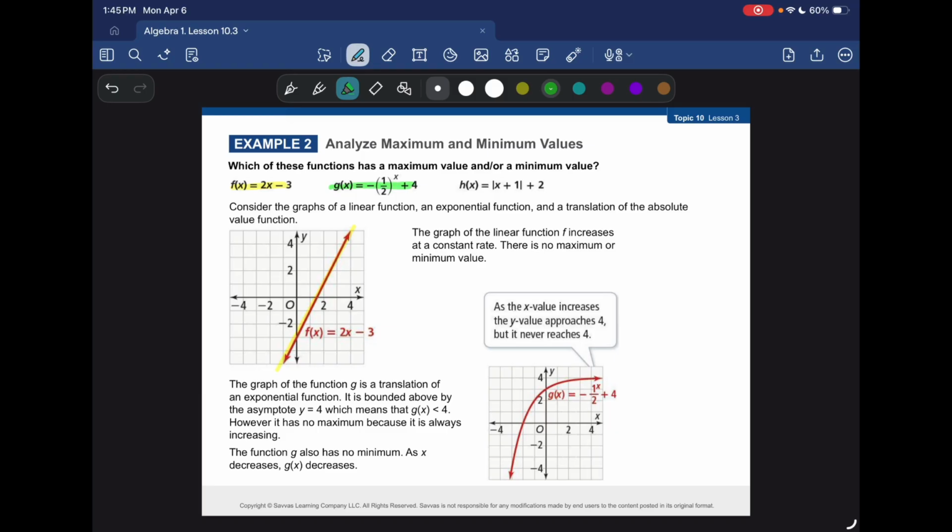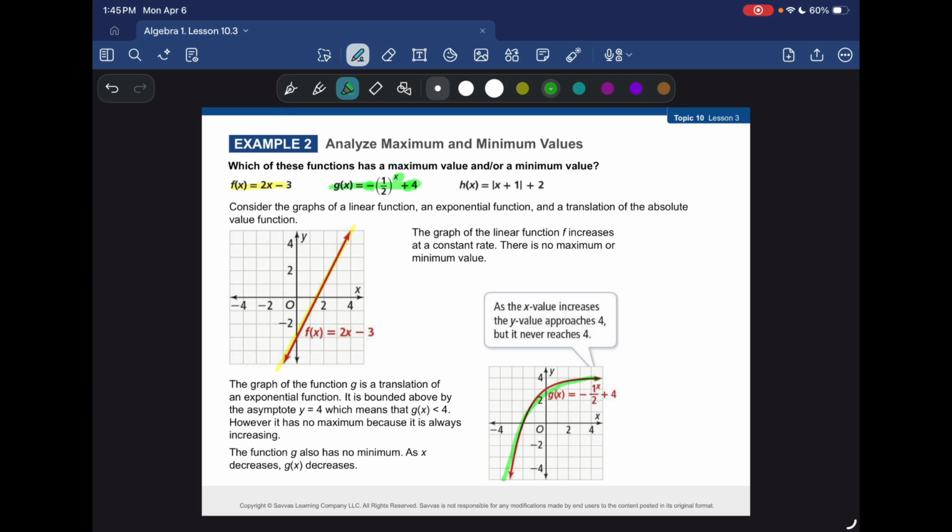We have x in the exponent, so our input is in the exponent. We know this is an exponential function. It looks like it's going to be reflected downward with that negative in front of the 1/2 and shifted 4 units up with that constant added to the output. So here's the graph of g of x. Does it have a minimum or maximum?